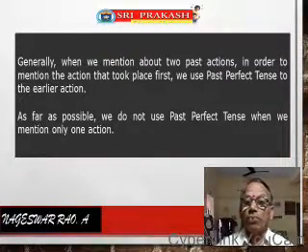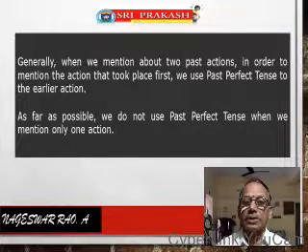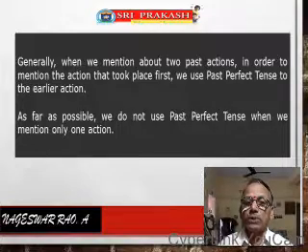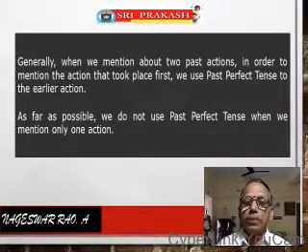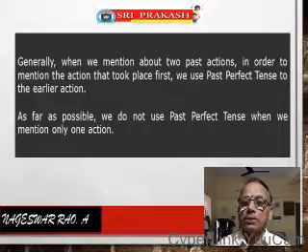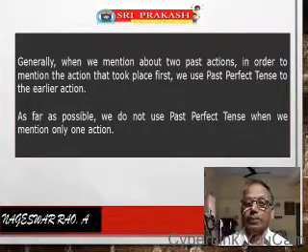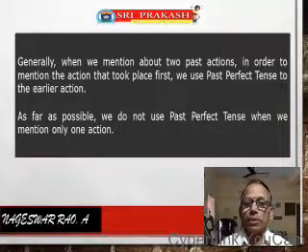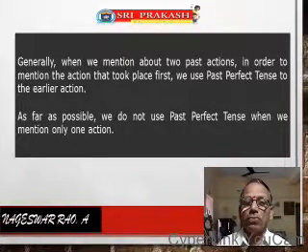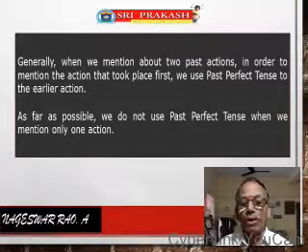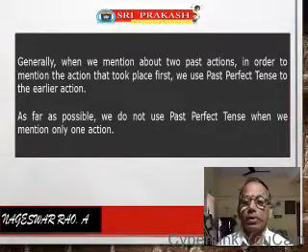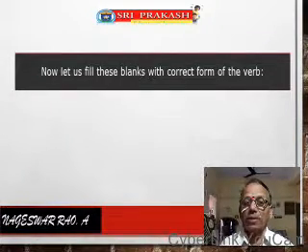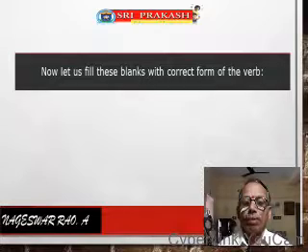Generally, when we mention two past actions, in order to mention the action that took place first, we use the past perfect tense for the earlier action. As far as possible, we do not use past perfect tense when we mention only one action. Now, let us fill these blanks with the correct form of the verb.